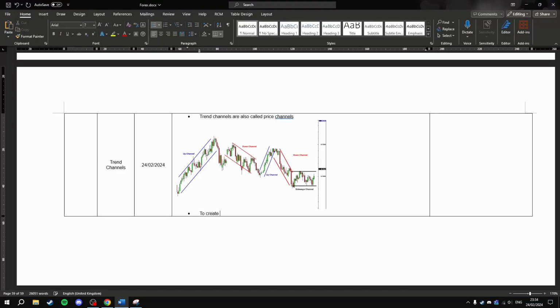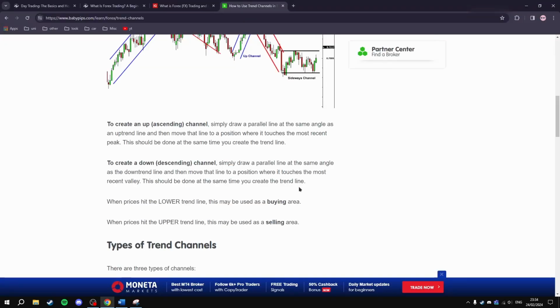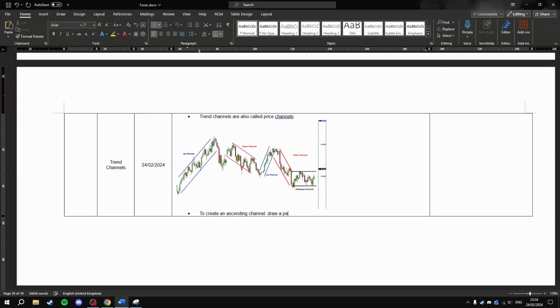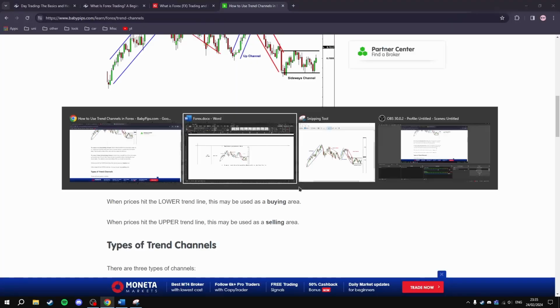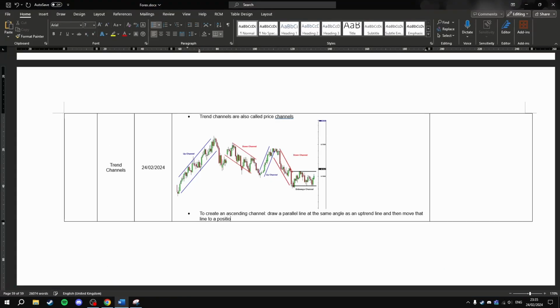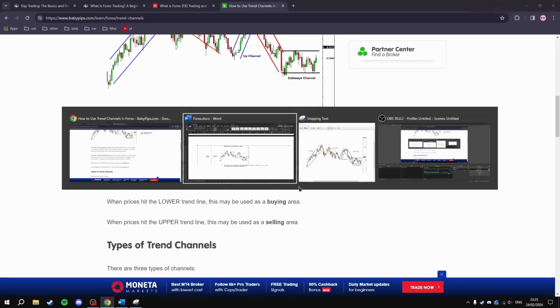Create an ascending channel. Draw a parallel line at the same angle as the uptrend line, and move that line to a position where it touches the most recent peak. This should be done at the same time you create the trend line.